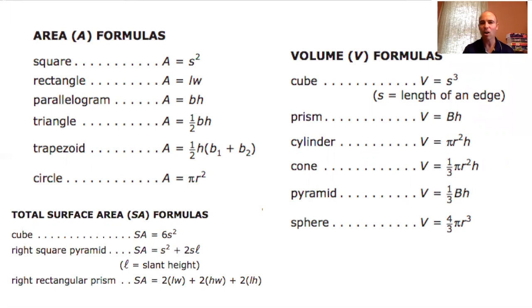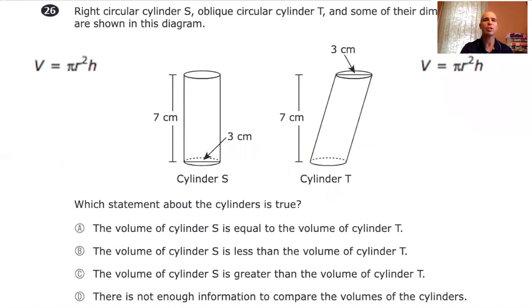What I have here are all your official formulas from the official MCAS formula sheet. Area, volume, surface area, all they are is formulas. All formulas are opportunities for you to trade numbers for letters, and we're going to do just that with an official MCAS question. This was number 26 on, I don't know, the demonstration MCAS, or maybe it was last year's MCAS. I don't really know, but it's an official MCAS question right here. A right circular cylinder, an oblique circular cylinder, and some of their dimensions are shown on this diagram.